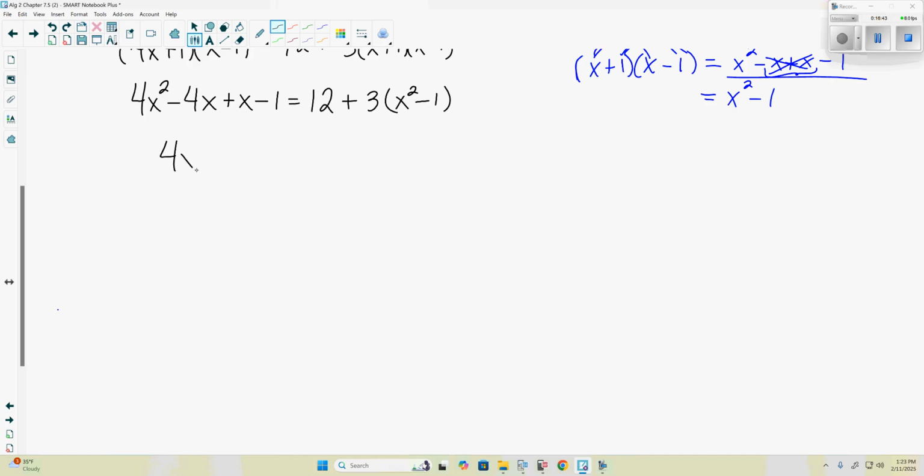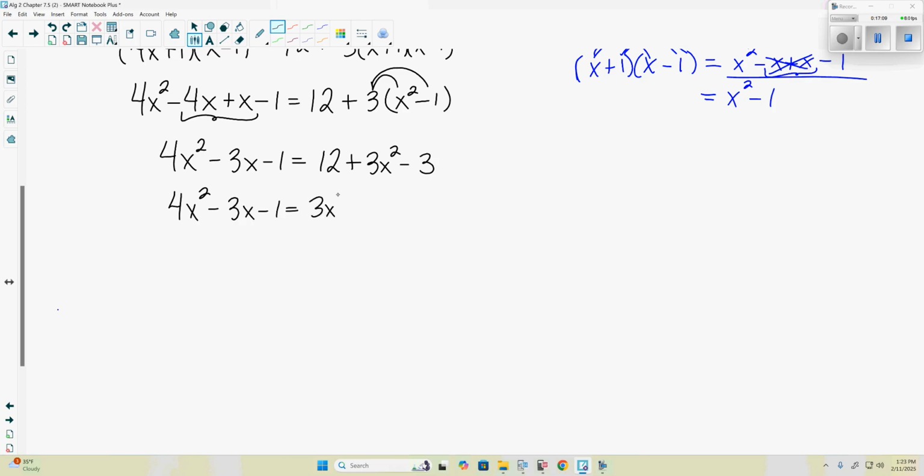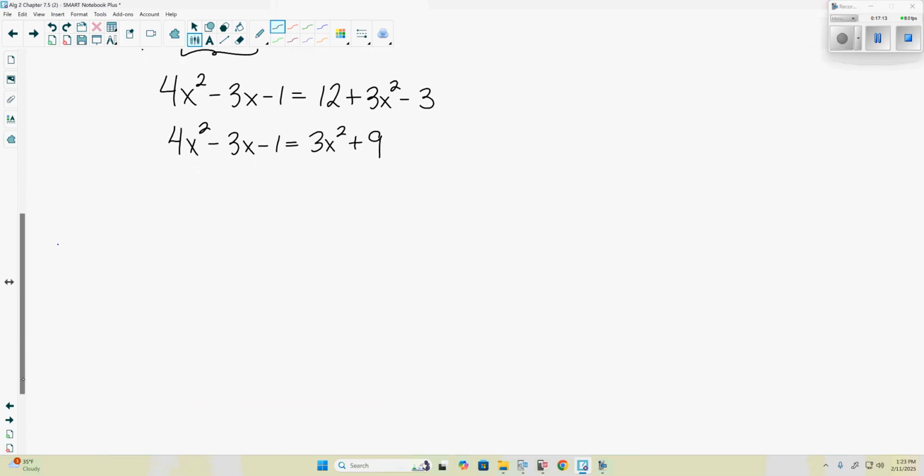On the left-hand side, we can combine like terms. Negative 4x plus x is negative 3x. Minus 1 is equal to 12 plus. Here we can distribute the 3. 3 times x squared is 3x squared. 3 times negative 1 is negative 3. We have one set of like terms to combine first. 12 minus 3 would give us 9.